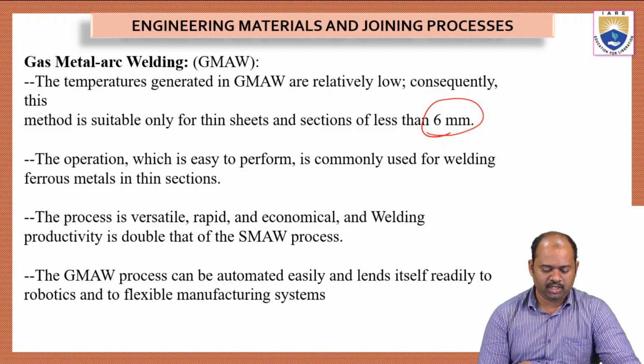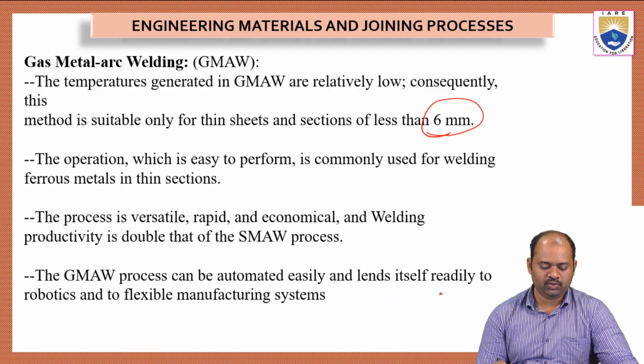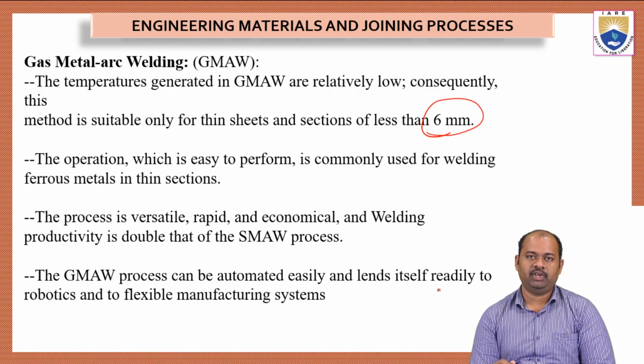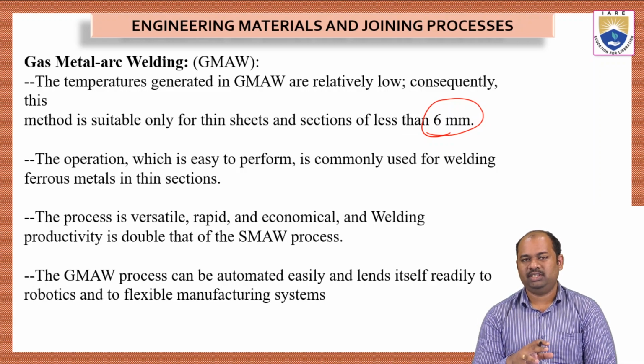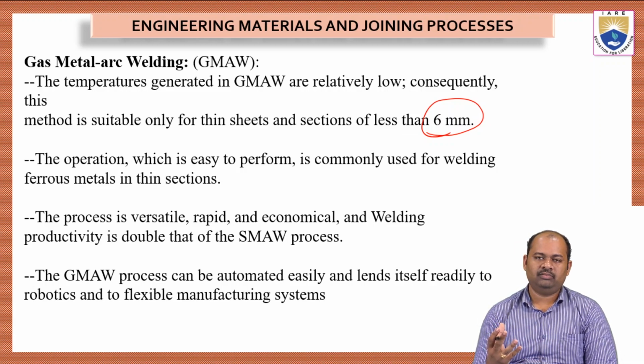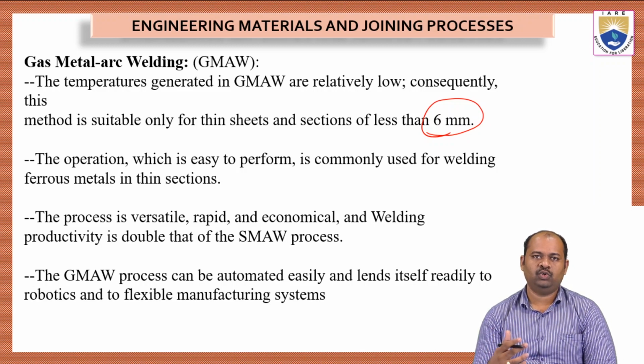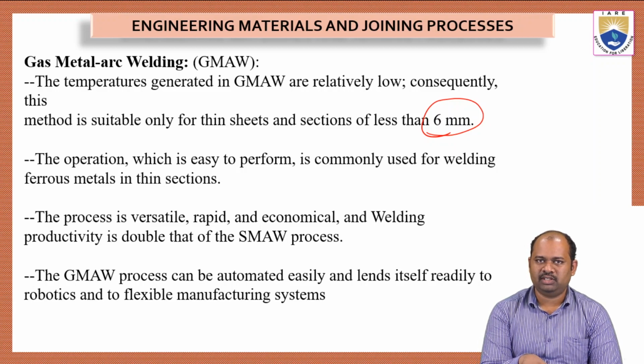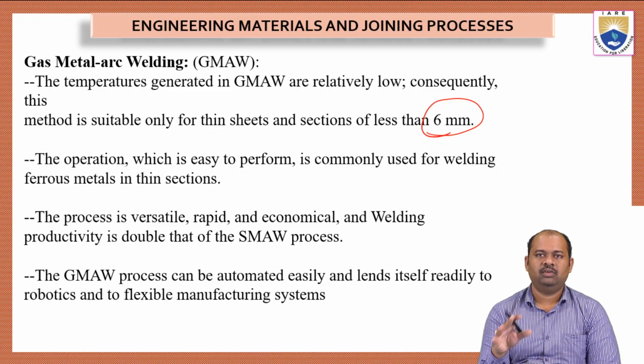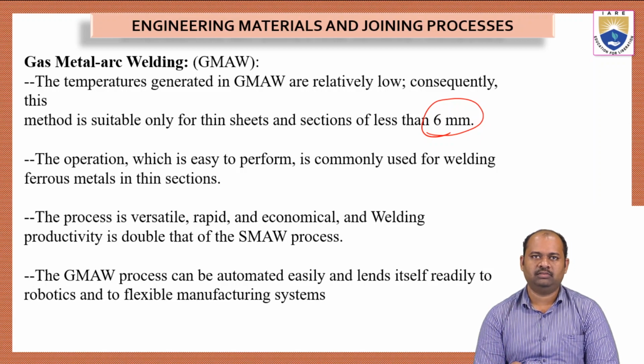And this GMAW process can be automated easily and lends itself readily to robotics and flexible manufacturing systems. So this process can be directly installed with a robotic hand, where it can be automated, so that it will take very less time, because this is a very slow process. That is why we use robots to improve the efficiency and precision.